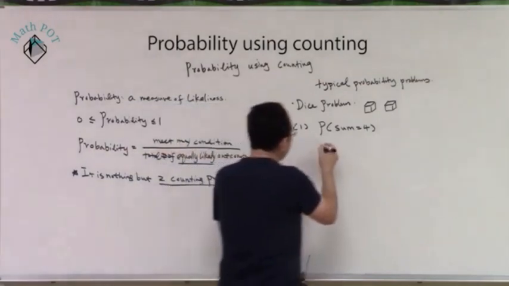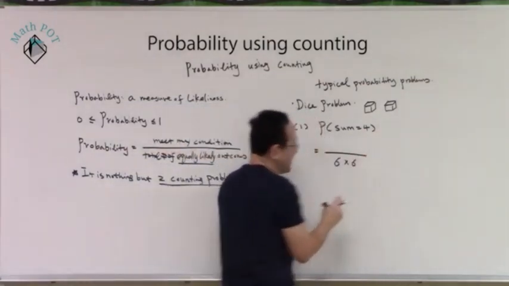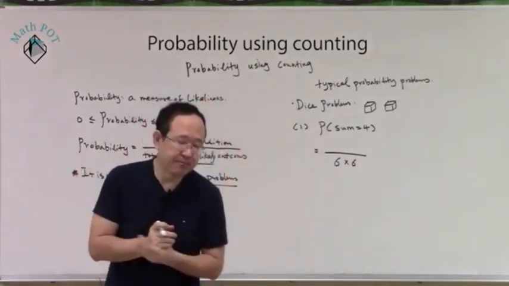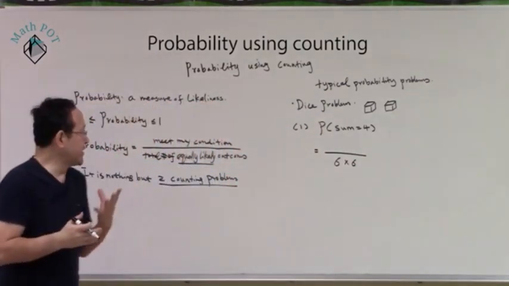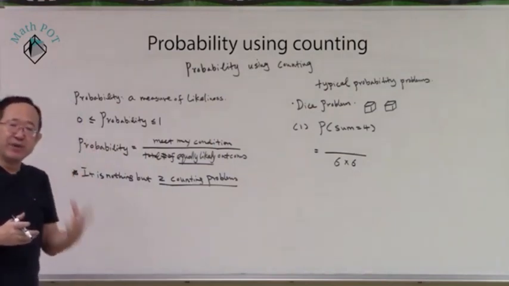If you do it here, it's very clear. The total is 6 times 6, which gives a total of 36 outcomes. Next, let's try to figure out the minimum condition. Because this is the first problem of its kind, I'm going to show you how to figure out the minimum condition.